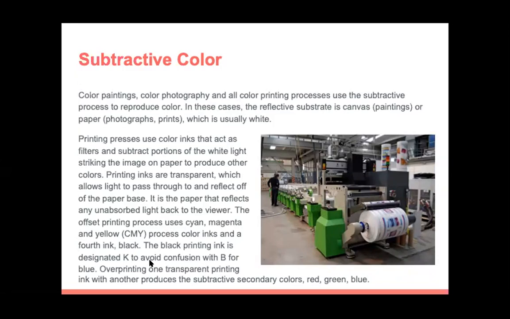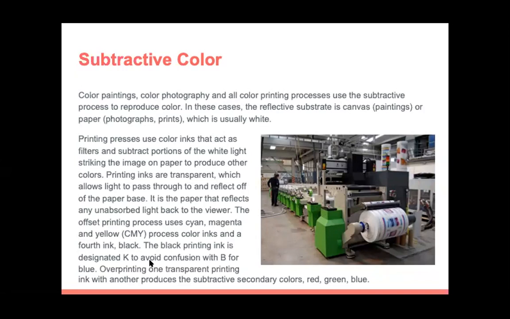In these cases, the reflective substrate in canvas painting or paper, photographs, or prints, is usually white. Printing presses use color inks that act as filters and subtract portions of the white light striking the image on paper to produce other colors. Printing inks are transparent, which allows light to pass through to and reflect off of the paper base. It is the paper that reflects any unabsorbed light back to the viewer.